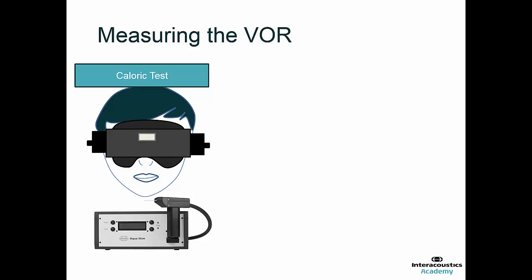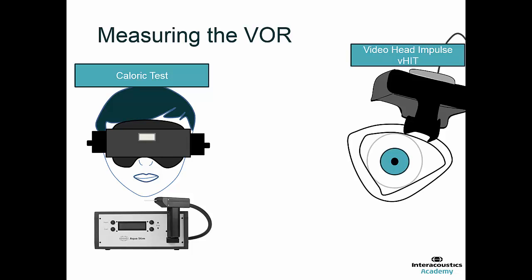We then compare the responses from the left ear to the right ear, and this tells us the function of the person's semicircular canals and whether or not there's symmetry between these two systems. Another test which we have to measure the VOR is the video head impulse test. This is where we place a goggle over the patient's eyes and we provide rapid rotations of the head whilst asking the patient to maintain focus on a target in front of them whilst we're measuring how well the eye is moving as the head is moving.